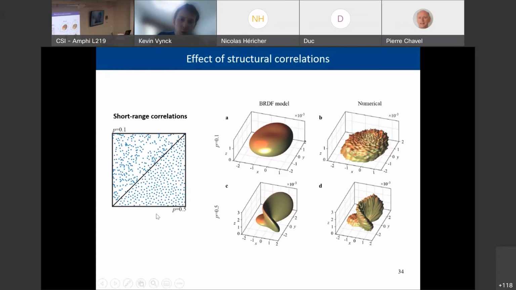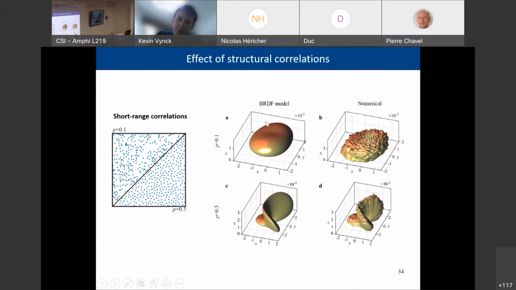And P equal to 0.5 is a situation in which the particles are strongly correlated at short distances. So essentially, the particles would repel themselves a bit. You create some minimal distance between the particles, and that creates some kind of correlation. This correlation will have a very strong impact on the scattering properties of the system via the structure factor that I presented in the previous slides.